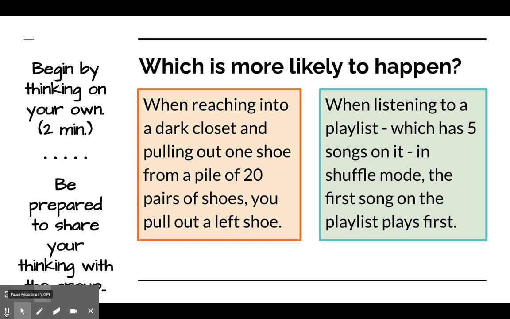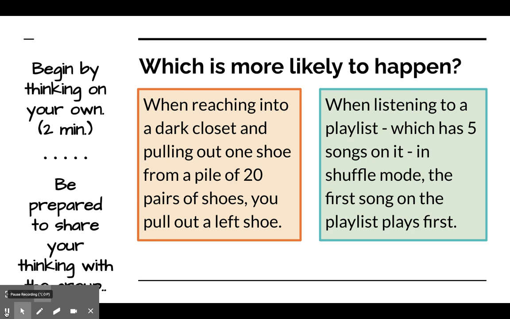All right, so thank you guys so much for sharing. Now let's talk about it. In comparison to these two scenarios, it is more likely that you will pull out a left shoe than the first song on the playlist will be the first song played in shuffle mode. So once again, it's more likely that you will pull out a left shoe. Remember, since the shoes come in pairs, you have a left one and a right one, it is equally likely that you would get a left or a right shoe. So half of the time you would expect to get a right shoe. Okay, half of the time you would expect to get a left shoe.